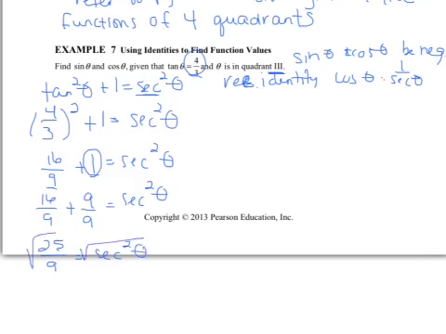I would take the square root of both. So here I would get 5 over 3 equals secant of theta. And I know that cosine is actually the inverse, so then I would have cosine equals 3/5. So now I have my cosine value of, it's actually negative 3/5, sorry, because it is in quadrant 3. That's where my negative comes from.